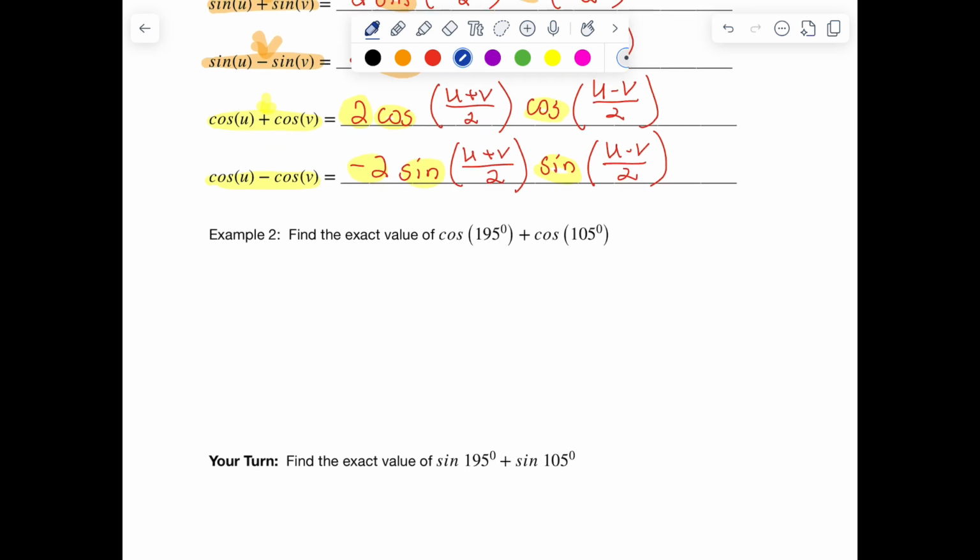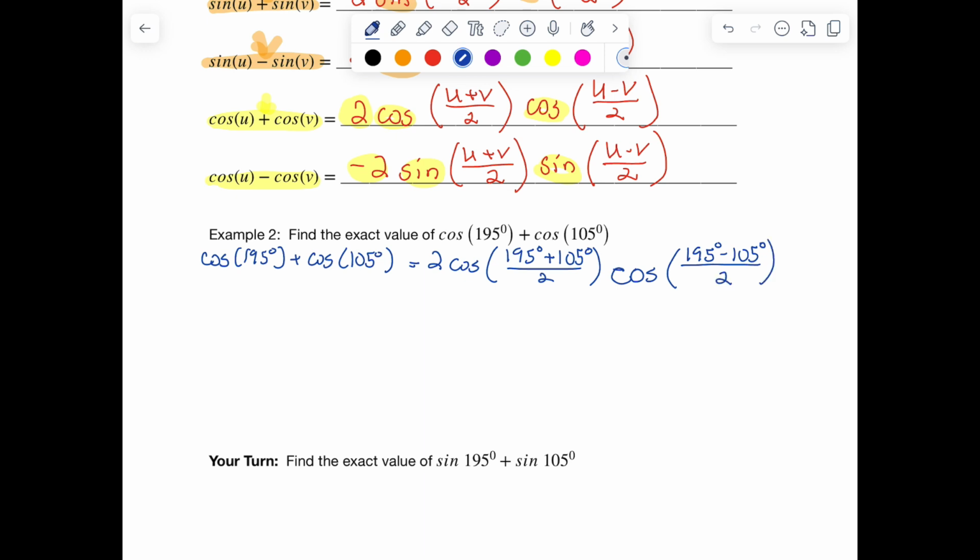So, for example, if I want to find the exact value of cosine of 195 degrees plus cosine of 105 degrees, I could rewrite this using my sum to product formula. And so I'm going to use that third formula that we have, where it's going to be 2 times cosine of adding my 2 angles together, so that's 195 plus 105 divided by 2, times the cosine of the difference of my 2 angles divided by 2, so 195 minus 105 divided by 2.